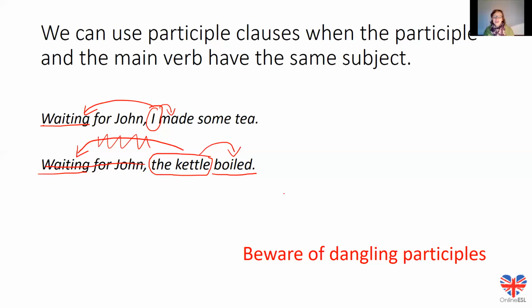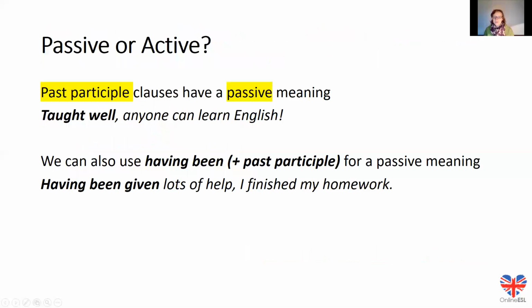So you need to be very careful of what we call dangling participles. This is when the subject of the participle and the subject of the main verb don't match. It's important that they do, because otherwise it makes no sense at all, and you will confuse people. So you could say, looking at the train timetable, the book flew away. This suggests that the book is looking at the train timetable, not you. So just be careful that your subjects match.